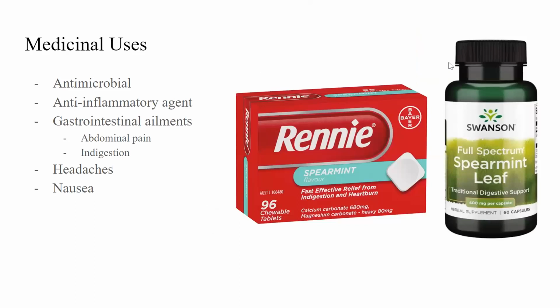There are also numerous medicinal uses for spearmint, as it is high in antioxidants and flavonoids, as mentioned earlier. In many cases, it can be used as an antimicrobial agent due to the phenolic compounds it contains, and be used as a topical anti-inflammatory, which will help with muscle aches and pains. Mentha spicata can also be used to treat gastrointestinal ailments such as abdominal pain and indigestion because it can relax the stomach muscles.